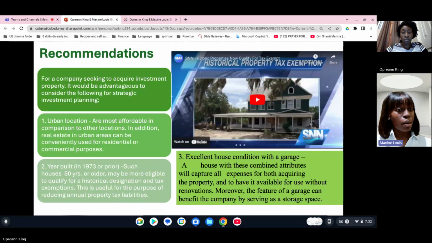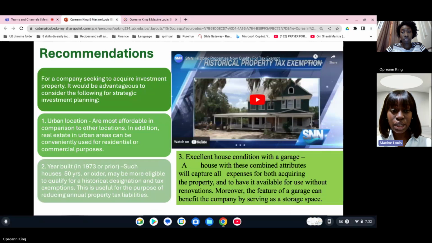Two, year built in 1973 or prior. Such houses, 50 years or older, may be more eligible to qualify for a historical designation and tax exemption. This is useful for the purpose of reducing annual property tax liabilities.